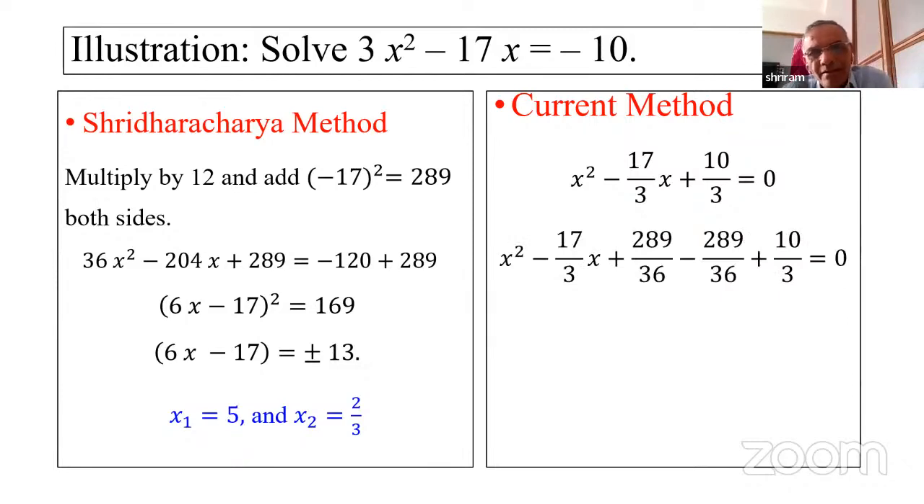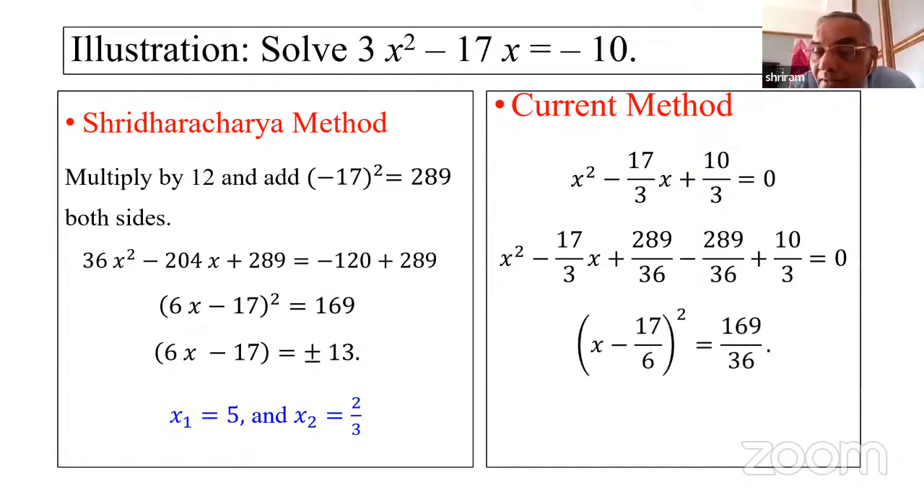Now just start comparing. Similar numbers are appearing in the Sridhara method and the current method, but in a different form. 289 is appearing again. But in the current method I add 289 and 336, and then I have to add that fraction to give me (x minus 17 by 6x) whole square equal to 169 by 36. And the answers are the same. No doubt the answers will be the same. So just compare what Sridhara has said and what the current method is applying.